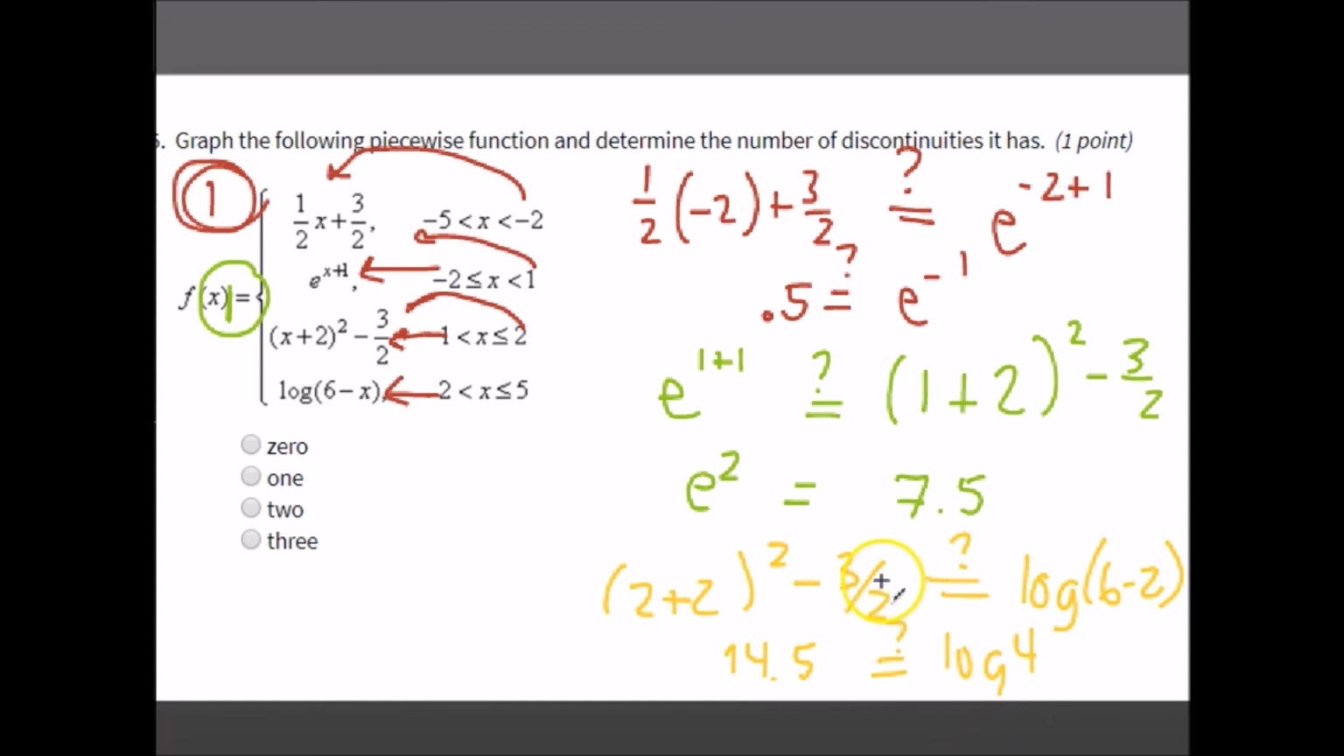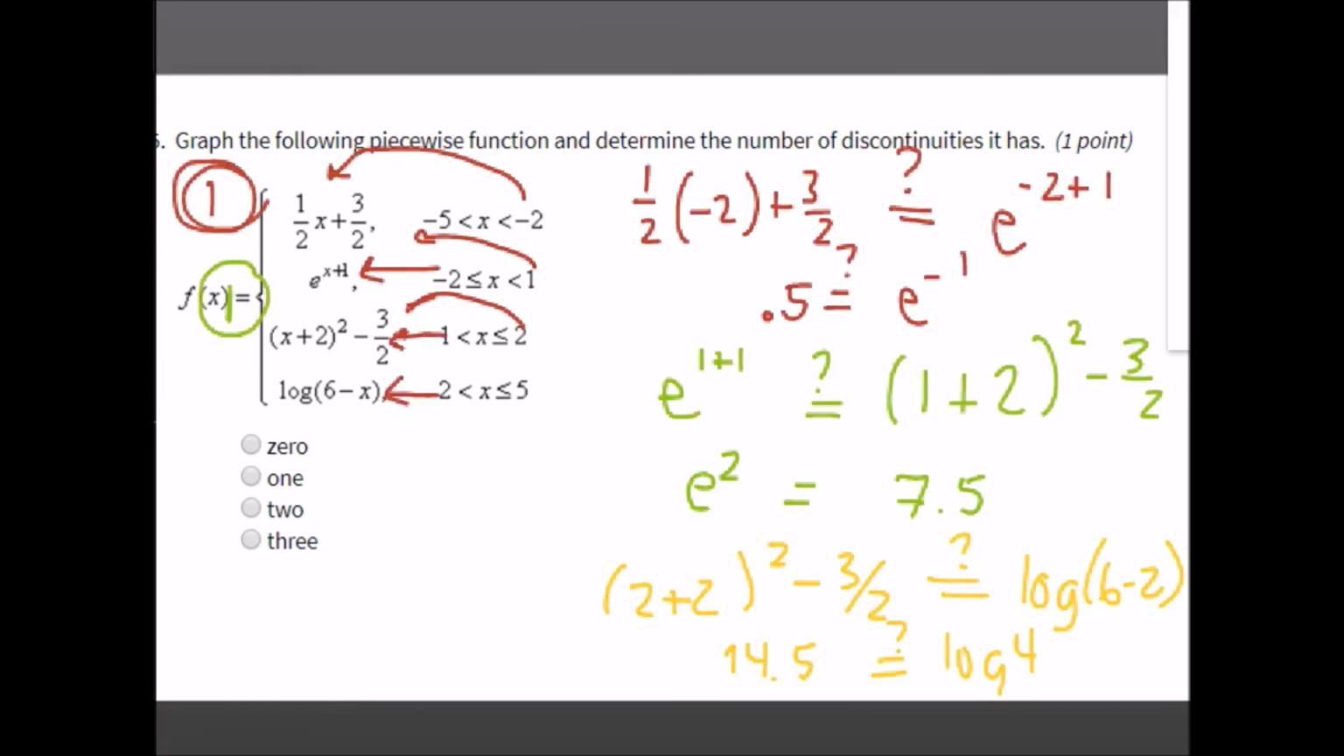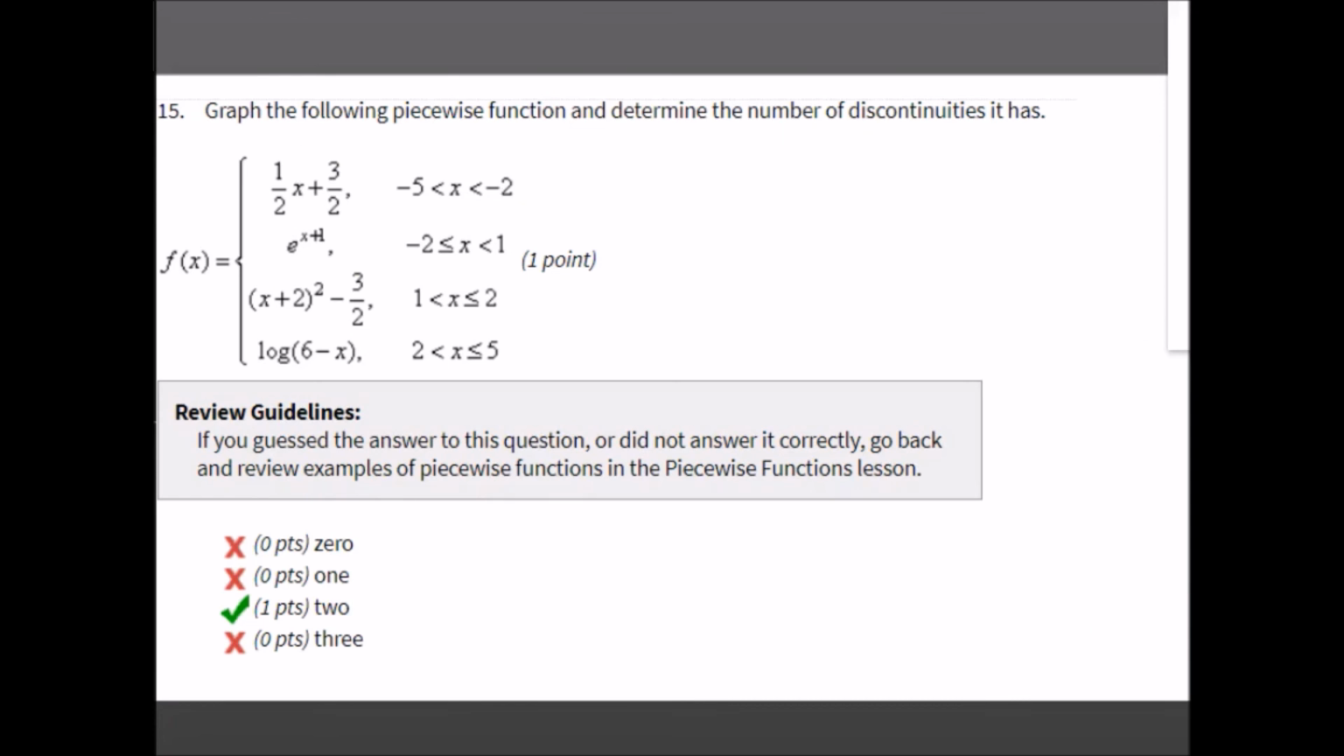So we're going to have to check all of these. According to the answers, it says that we have 2 discontinuities. So when I go back and check those answer choices, I get that there's 3 discontinuities. It doesn't quite match up on any of the pieces. So I say that that answer choice is incorrect there, and that it should be 3.